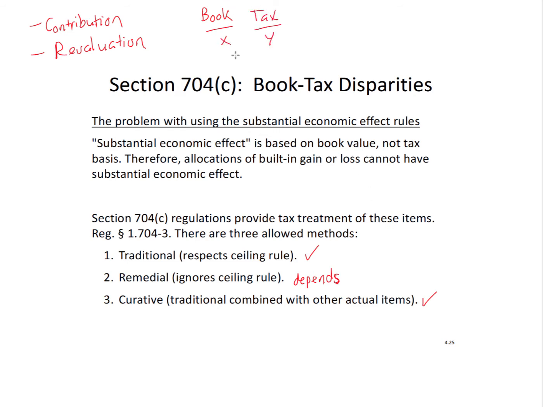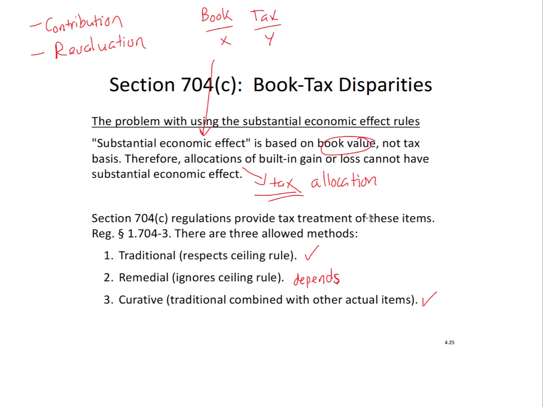They're different numbers. So X versus Y, they're different numbers. So substantial economic effect is based on book value, not tax basis. Therefore, allocations of built-in gain or loss cannot have substantial economic effect because we're looking at allocations with respect to tax, but substantial economic effect is based on book, and there's a disparity. The substantial economic effect is based on book, but the allocation is the tax allocation. Tax. All right? So that is the key piece of why the book tax disparity comes up.